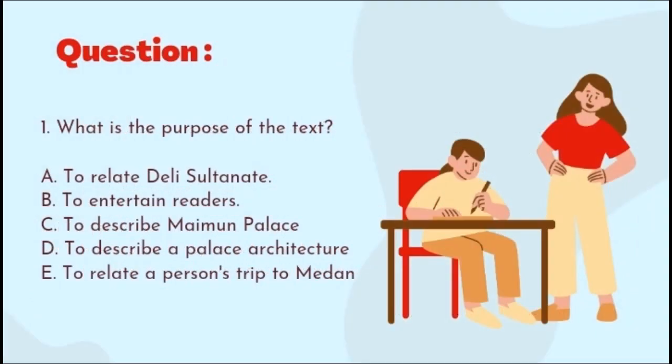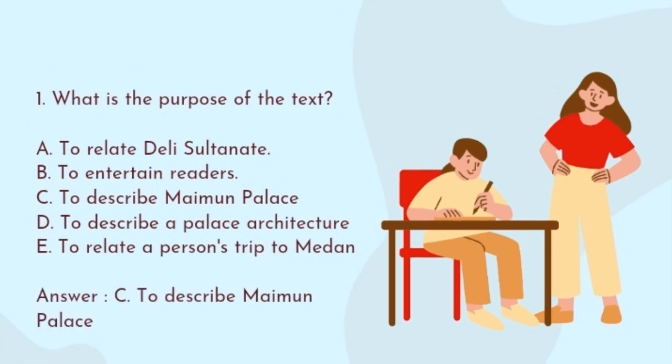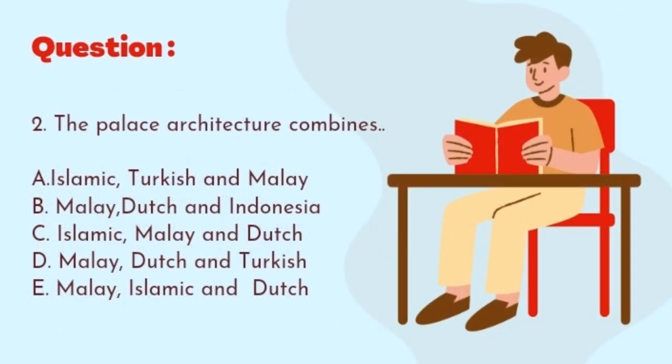The first question is, what is the purpose of the text? A. To relate Delhi Sultanate. B. To entertain readers. C. To describe Maimun Palace. D. To describe a palace architecture. E. To relate a person's trip to Medan. Okay, so the answer is C. To describe Maimun Palace.